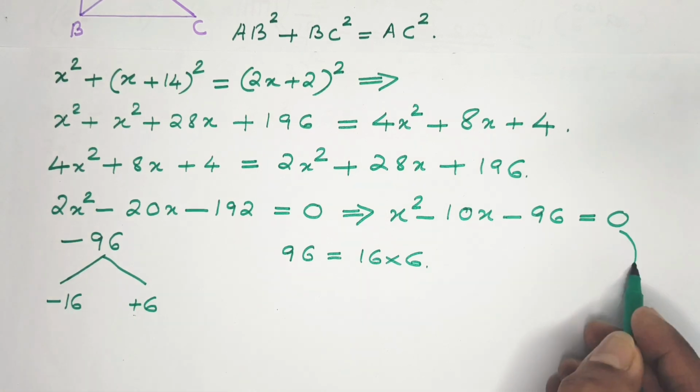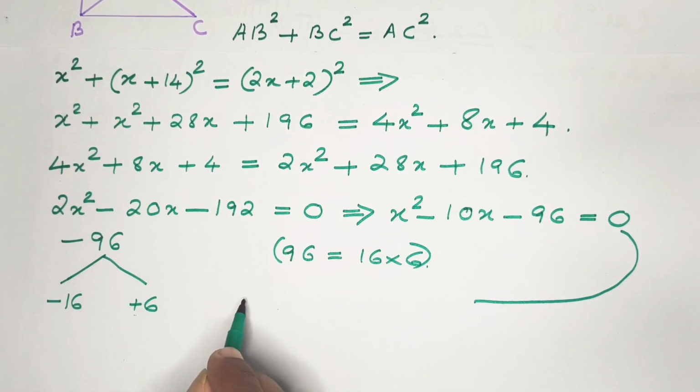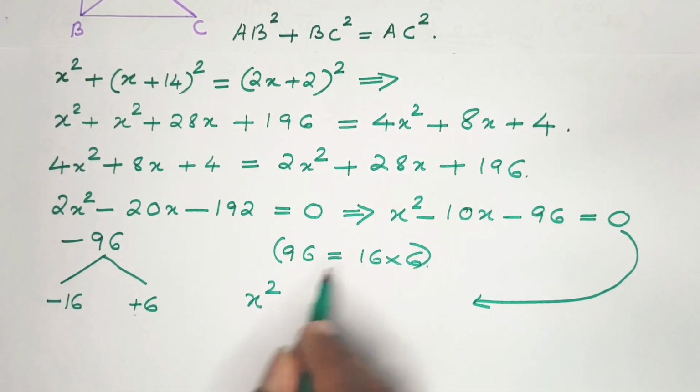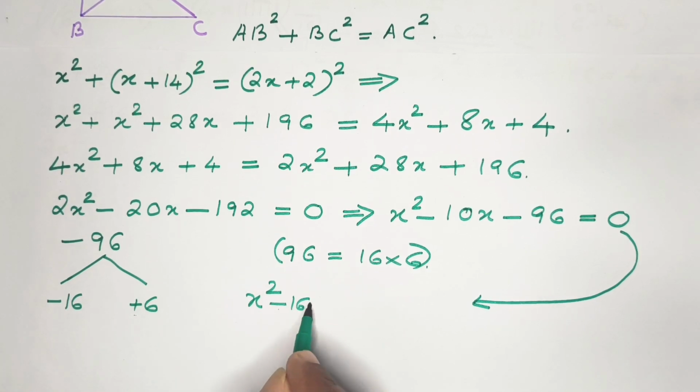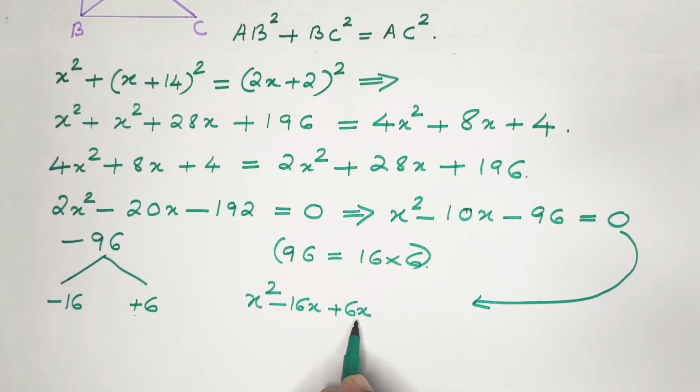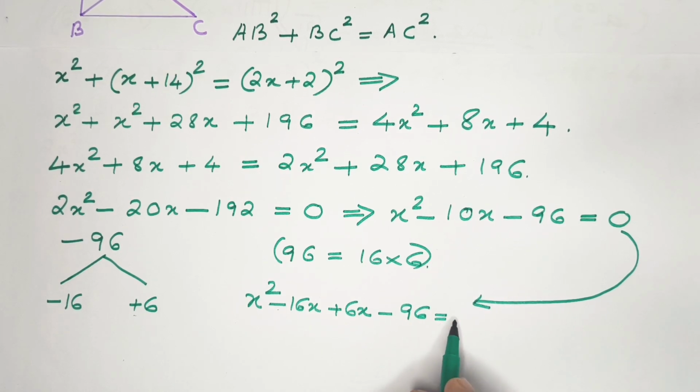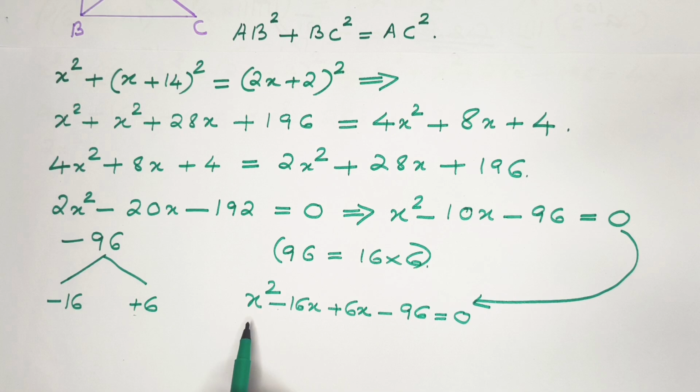Okay, now we will write the given equation this way. x squared, and you are splitting the middle term as minus 16x plus 6x, which reduces to minus 10x. Then write the third term, minus 96, equals 0. If you put it in this form, and combine the first two and the last two, taking out the common factor, you will get it factorized into two linear polynomials. Okay, I will show you that.